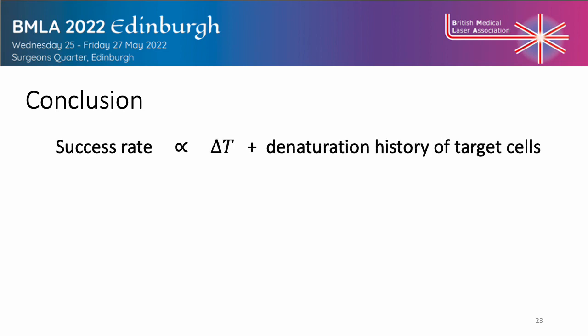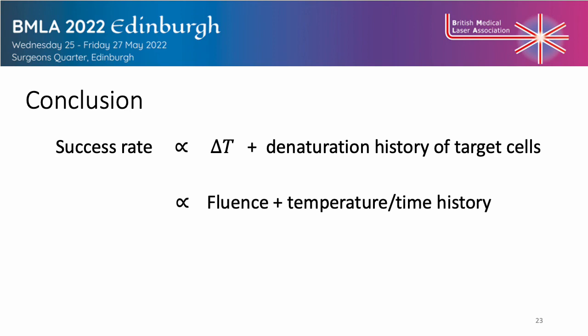So, in conclusion, the success rate of all of these photothermal processes depends on the temperature rise in the target and the denaturation history of the target cells. In other words, are we cooking them for a long enough time at the correct temperature? Which means that the success depends on the fluence, because that's what determines the temperature rise, and the temperature-time history of the targets, the follicle size, or blood vessel size if you're looking at blood. But it definitely does not depend on the cooling time or the relaxation time of these targets. There's no direct correlation there at all.